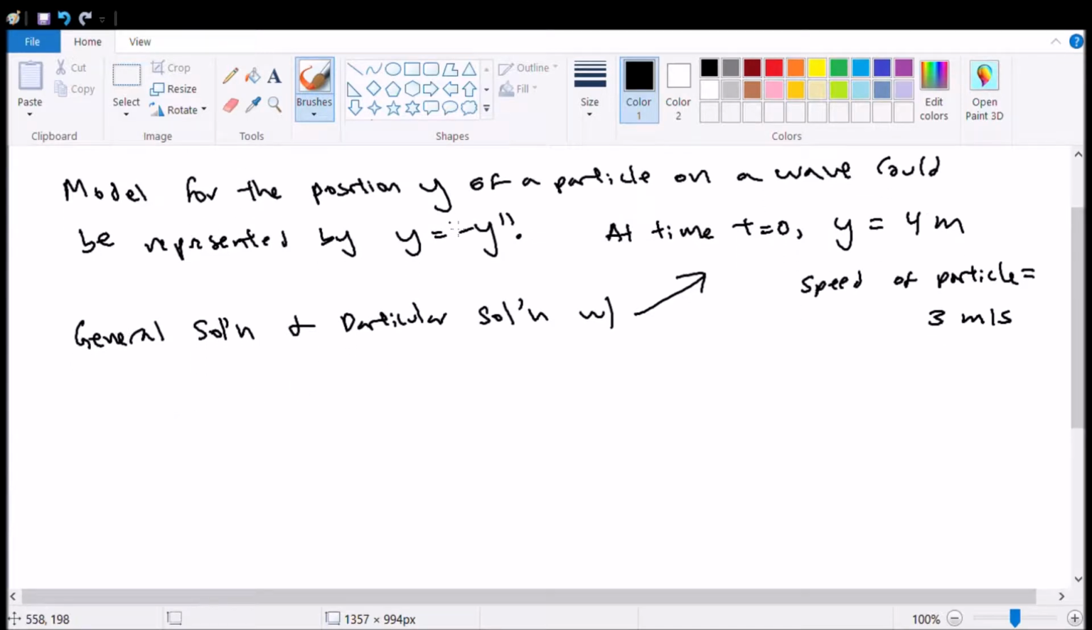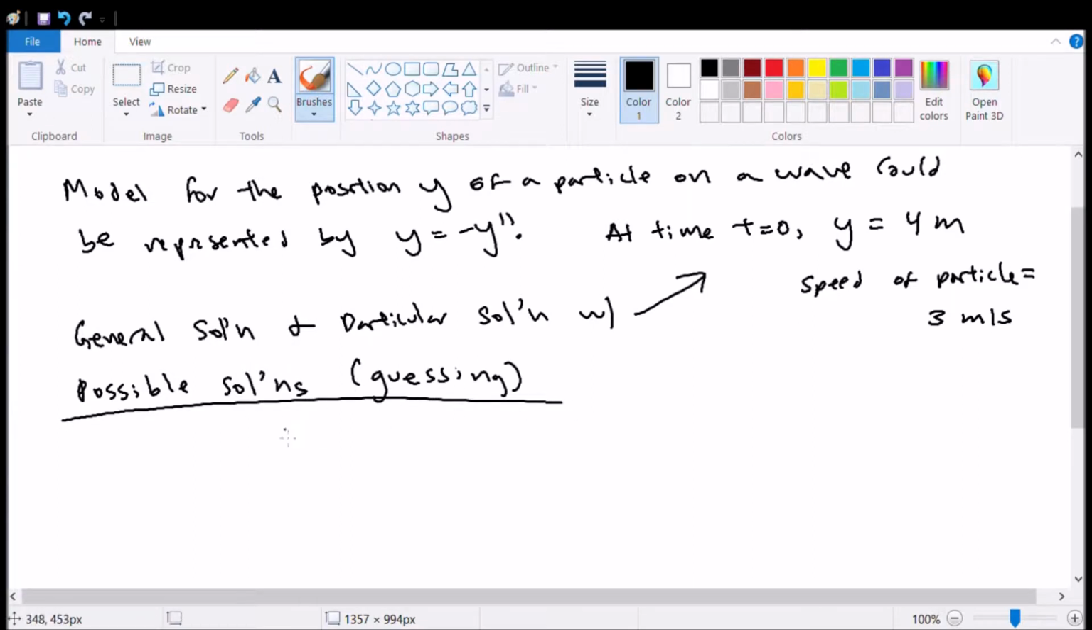Since we don't really know how to solve y equals negative y double prime yet, the only way we can really get some functions that work is to guess. So possible solutions with the guessing method, which is always effective. By looking at that, you might be able to guess that cosine works. The first derivative of cosine is negative sine, and the derivative of negative sine is negative cosine. So the second derivative of cosine is equal to the negative of cosine.